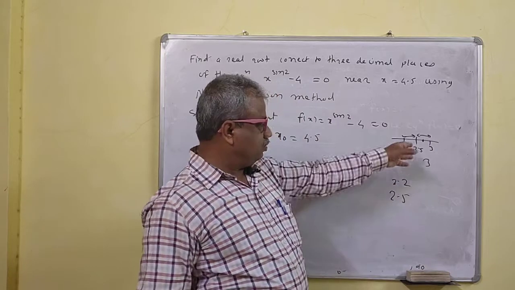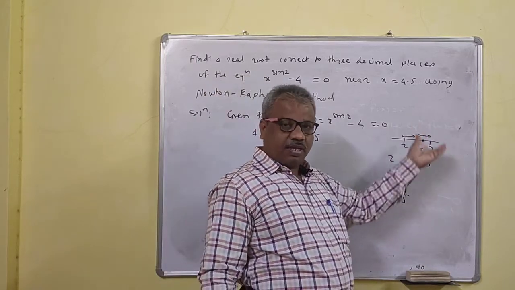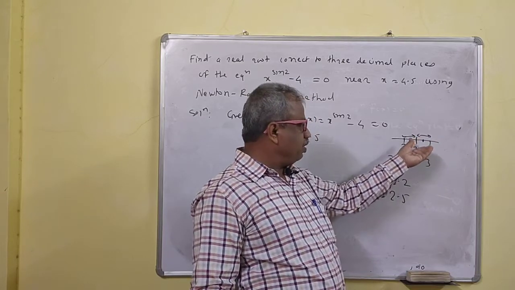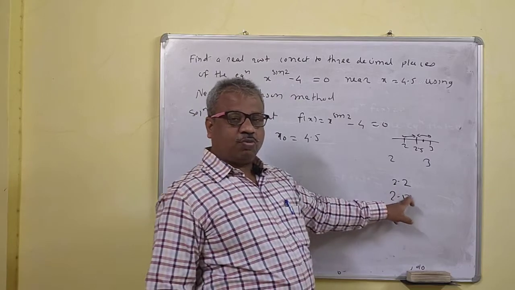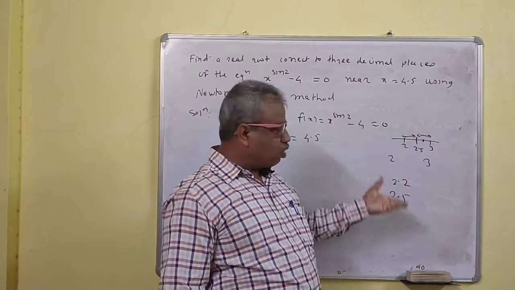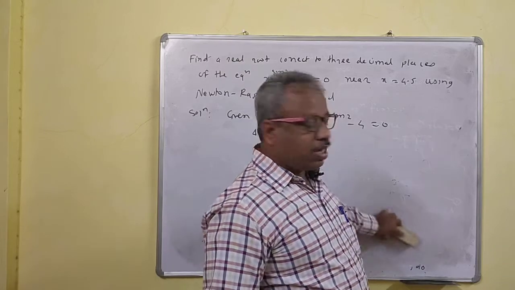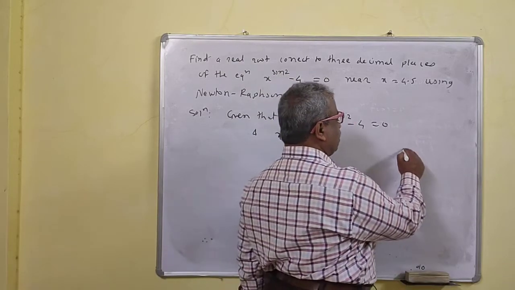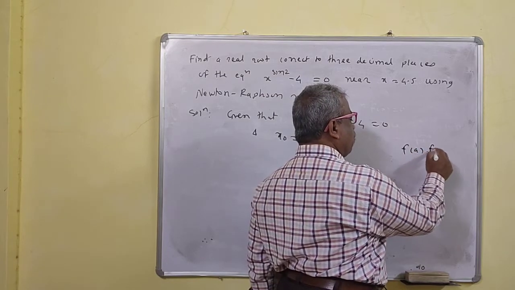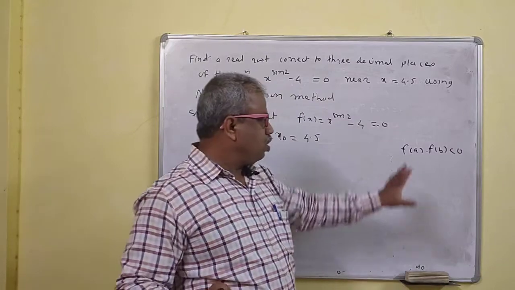Then you will reach there within less iteration. If you are assuming 2.2, then you have to do more iterations. So take the middle one. If the initial root is not given, then you have to find a and b in such a way that f of a into f of b is less than 0. Only for the initial stage. To find the initial root, you have to do this.